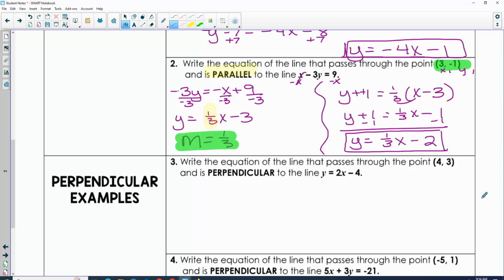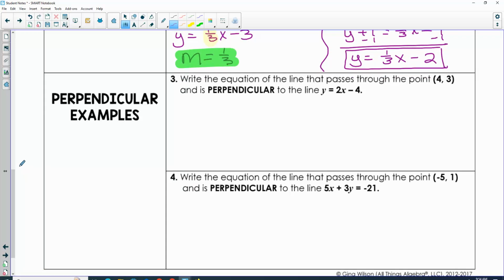All right. If I have perpendicular, same idea, but what is the slope of this line? 2. If I want to be perpendicular, then my slope has to be the opposite reciprocal. So this is a positive 2 or 2 over 1. So the perpendicular would be a negative, and you flip it. So negative 1/2 will be the slope that I'm using. So parallel, it's identical. Perpendicular, opposite reciprocal. Flip it and change the sign.